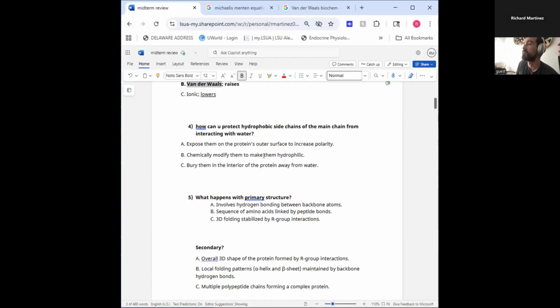B says chemically modify them to make them hydrophilic. It's a bit extreme, and no, I wouldn't even justify that answer. C, just mark it as C and move on. But let's look at the reasoning. So bury them in the interior of the protein away from the water, which is exactly what we're looking to do.